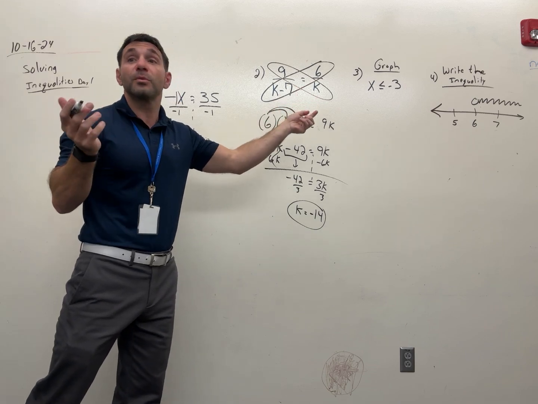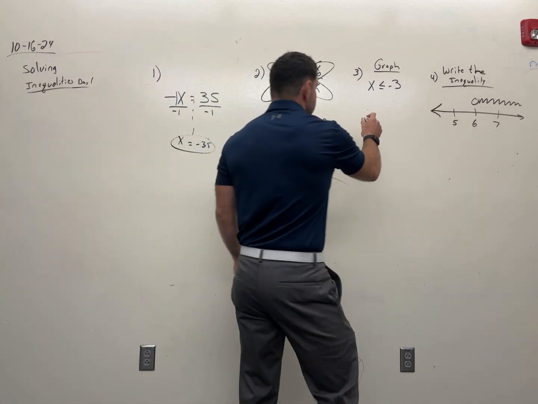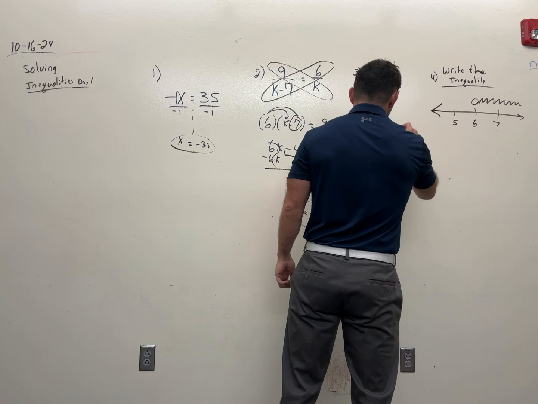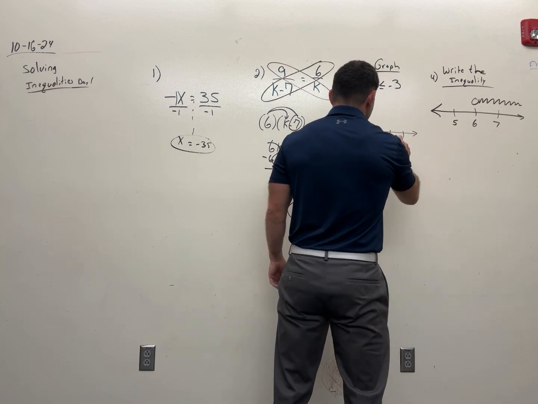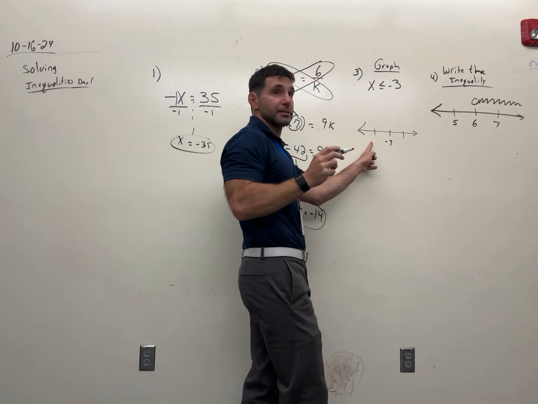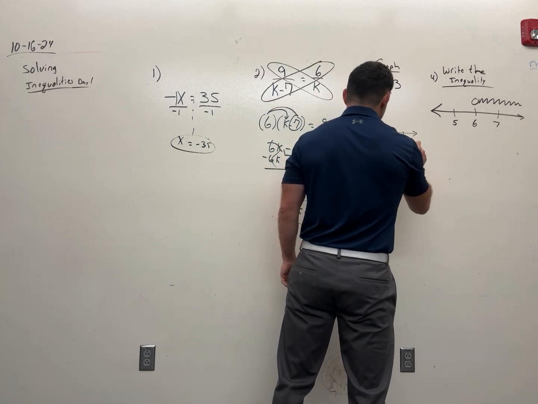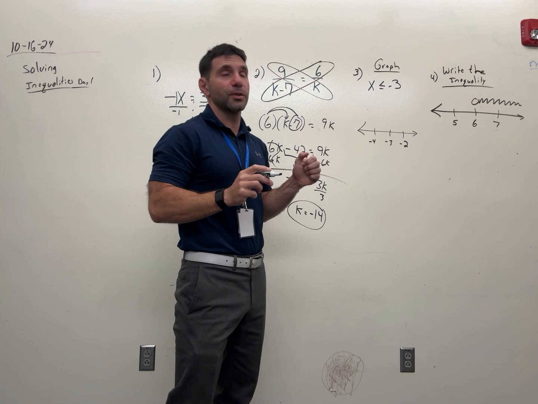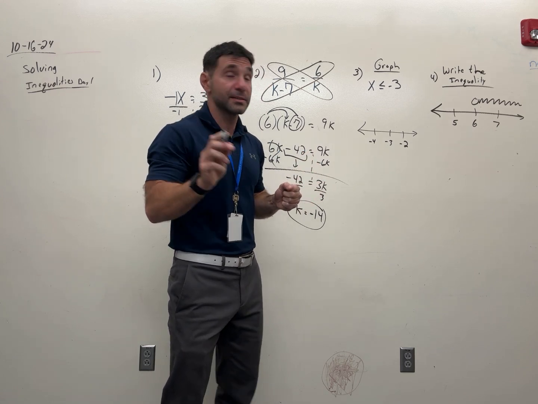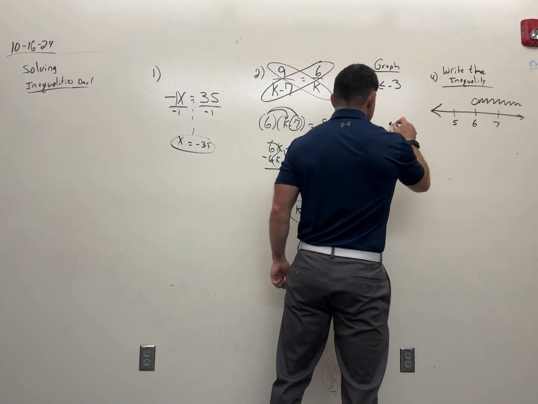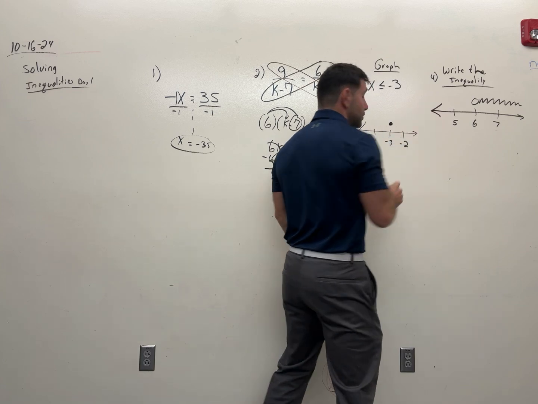Now, graphing. This is what we did yesterday. Okay? So, when we graph, how many numbers do I want on my line? 3. -3 in the middle. What goes to the left? -4. Very good. To the right? -2. Okay. Open circle or closed circle and why? Closed. Because it's equal to. That means -3 can be a solution.